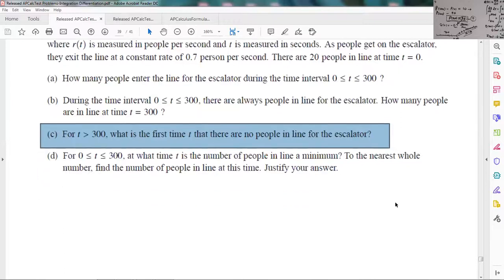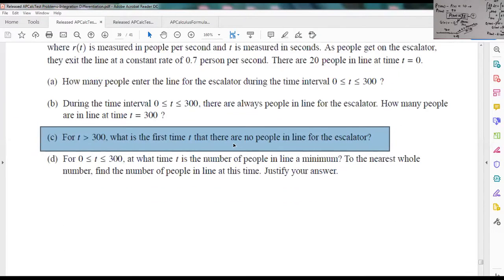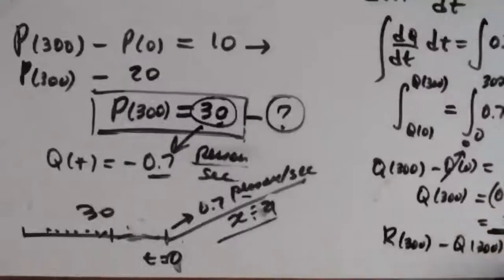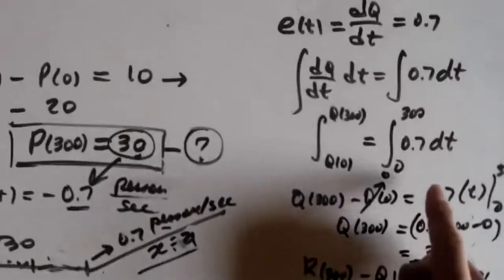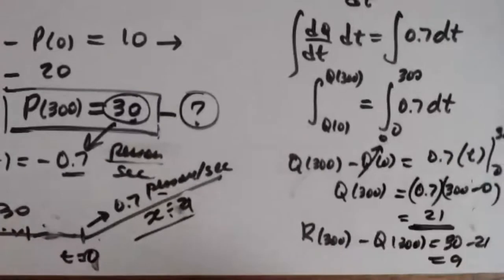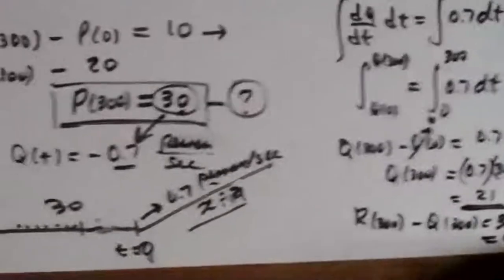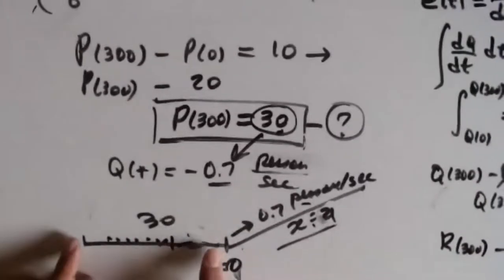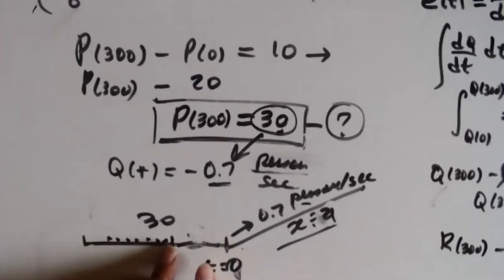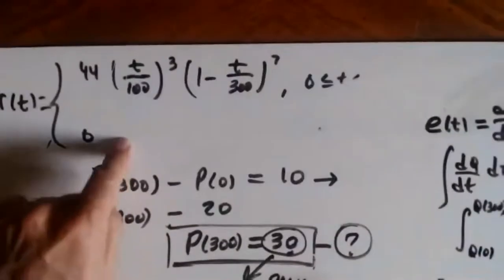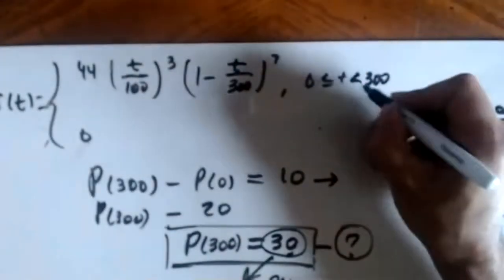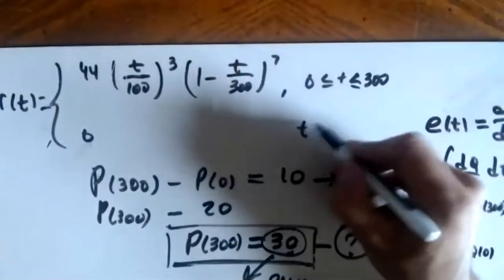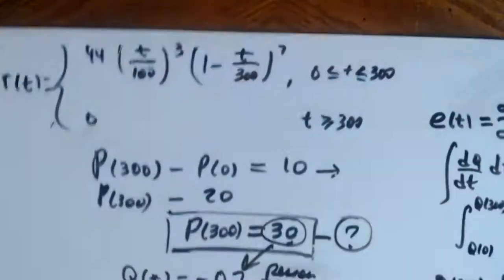So for t more than 300, let me just go back to this one. So 9 people at the end of the 300th. Now, these 9 are going to enter again at 0.7. So in how much time do you leave 0 people here? Because after the 300, no more people are entering because this function is 0. T greater than 300, correct?